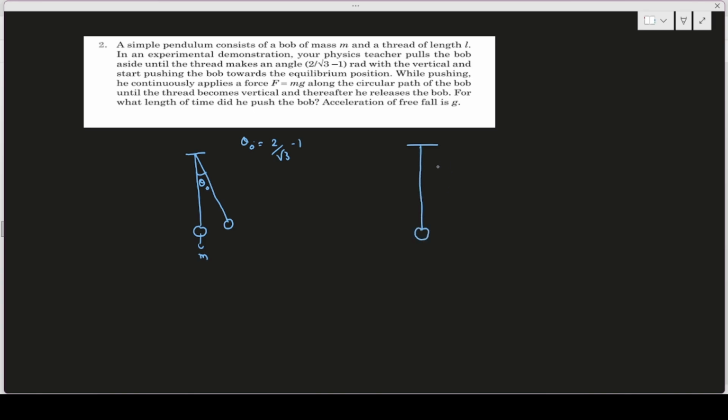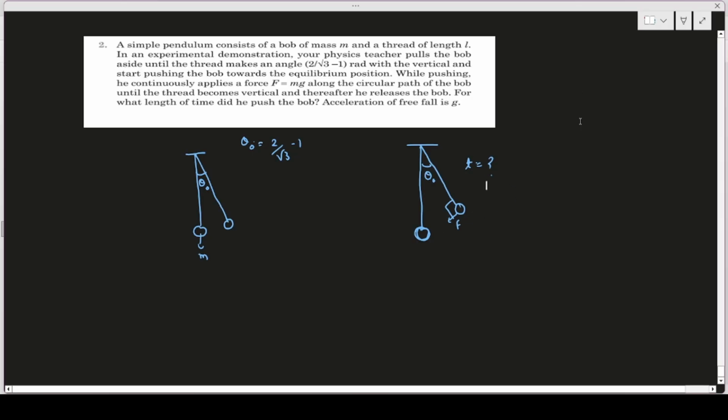So thread was vertical initially, then it was pulled to this angle theta naught. Now it's pushed back again to its original position, this position where the thread becomes vertical. But now there's a force F which is always applied perpendicular to this string. So we have to find the time t in which this bob will reach its original position again. So let's see how to solve this problem.